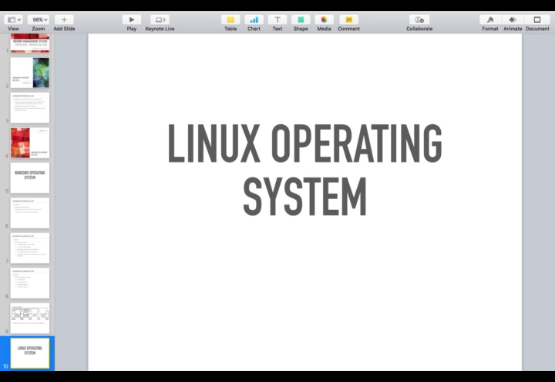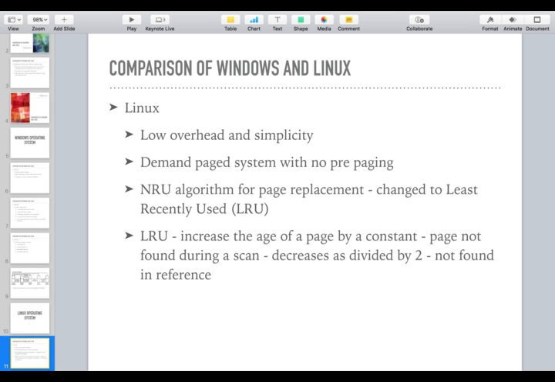Next, the Linux operating system. It focused on low overhead and simplicity. Therefore, it had many problems and was primitive, especially under heavy load. Linux uses a demand paging system with no pre-paging. After that, Linux used the NRU algorithm for page replacement, but due to the various shortcomings of the algorithm, they changed it and implemented an approximate least recently used.